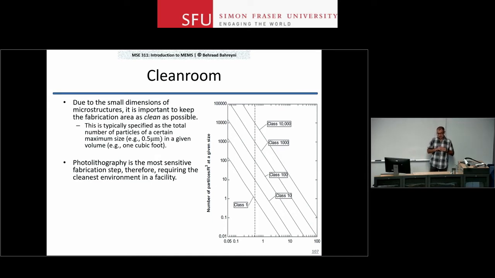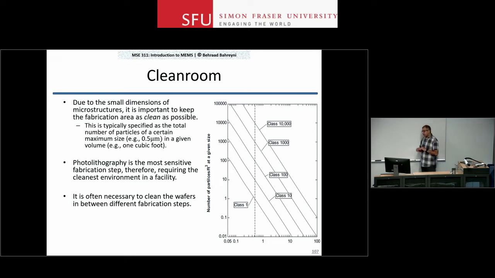And if there is anything wrong at the lithography step, if there is an issue with your mask, if there are particles there, those devices will definitely not work. And therefore, usually the lithography area is the cleanest area in any clean room facility. Now, we also want to make sure that, yes, we're going to process this wafer in a clean area, but we also want to make sure that there are no particles on these wafers.